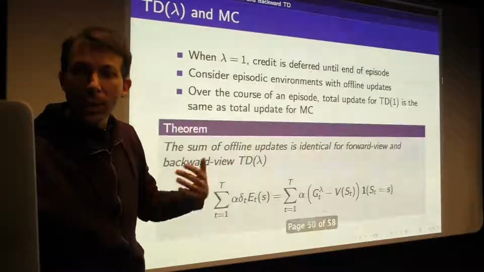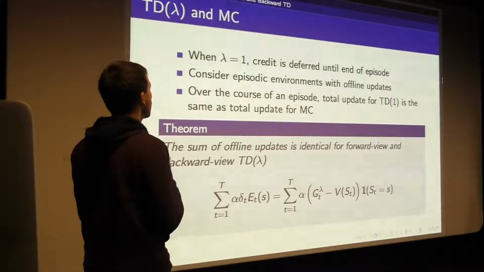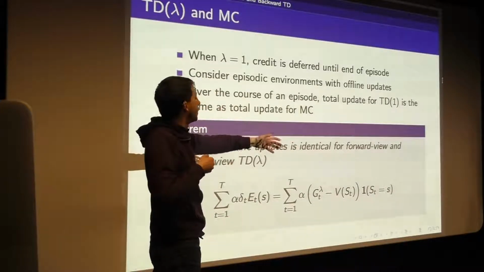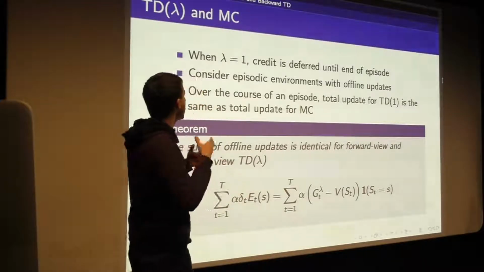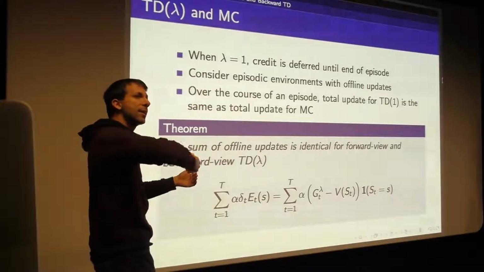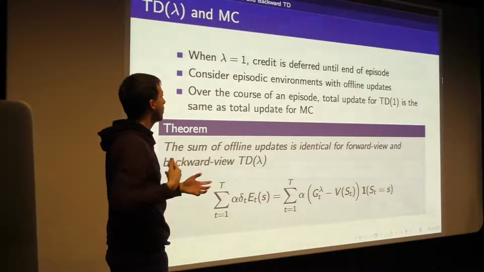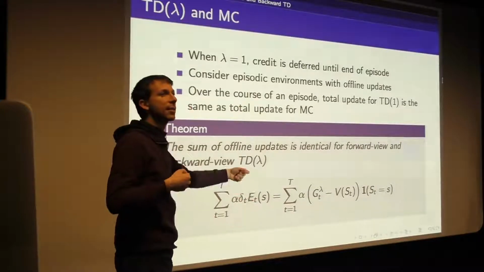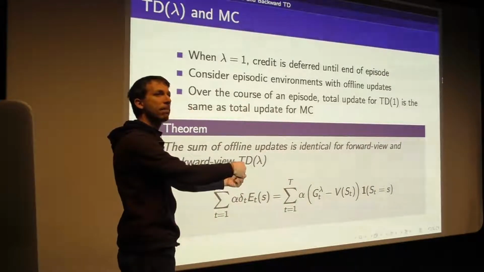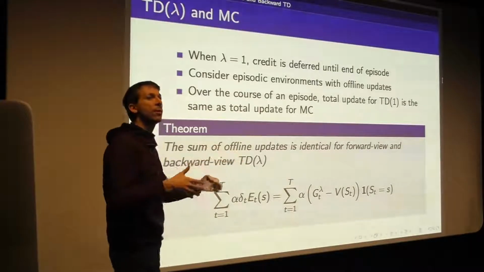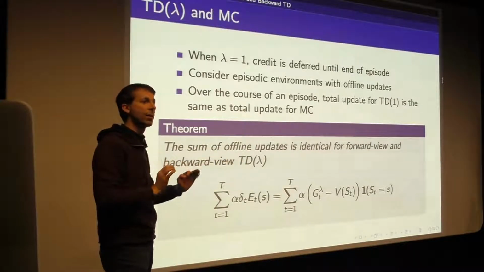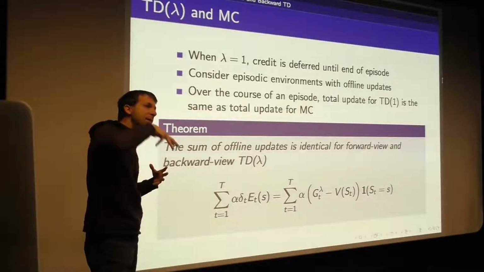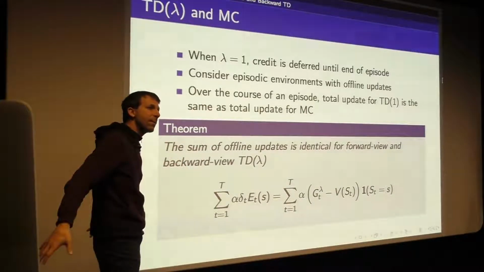At the other extreme, we have lambda equals 1, and in that case, the credit is deferred all the way to the end of the episode. If we're in an episodic environment, this has the nice result that if you accumulate all of the updates using this backward view, the sum of those updates is the same as for the forward view of TD lambda. So the backward view and the forward view of TD lambda are exactly equivalent when you do offline updates. They're the same algorithm. It's just a mechanistic view that can be implemented efficiently.